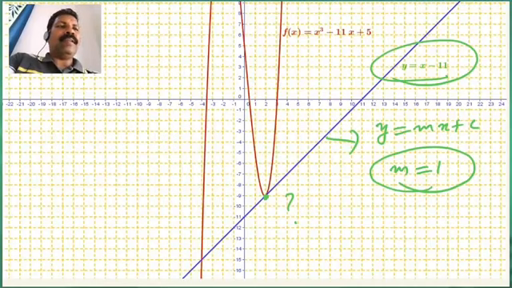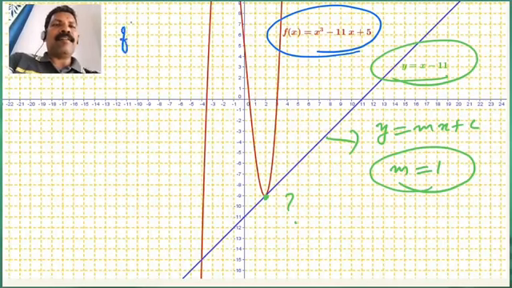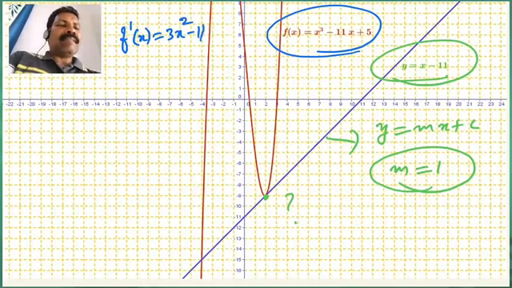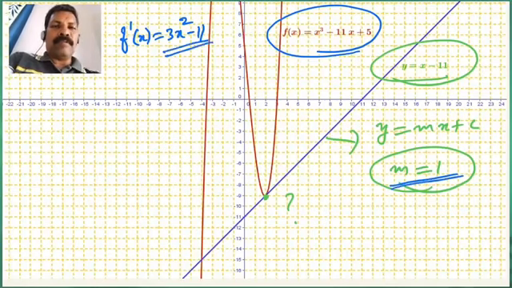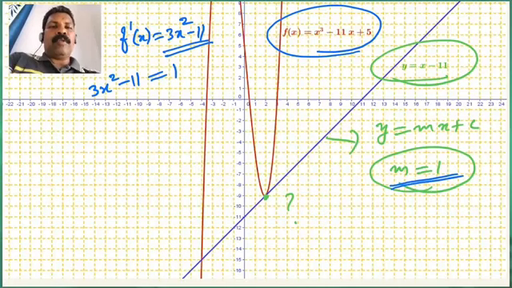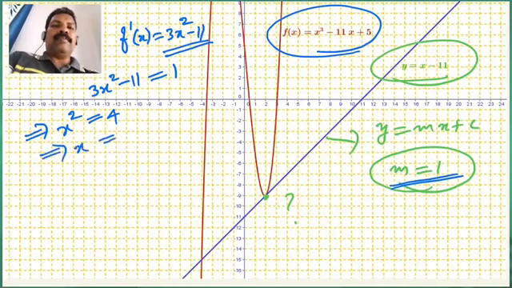Now according to calculus, how to find the slope of the tangent? So here we are given the function, so we have to find the derivative f dash x, that is nothing but 3x squared minus 11. And for this tangent, the slope is already known and the slope is given by calculus. So they should be equal. Therefore 3x square minus 11 should be equal to 1. So which gives you x square is equal to 4, that is x equal to plus or minus 2.